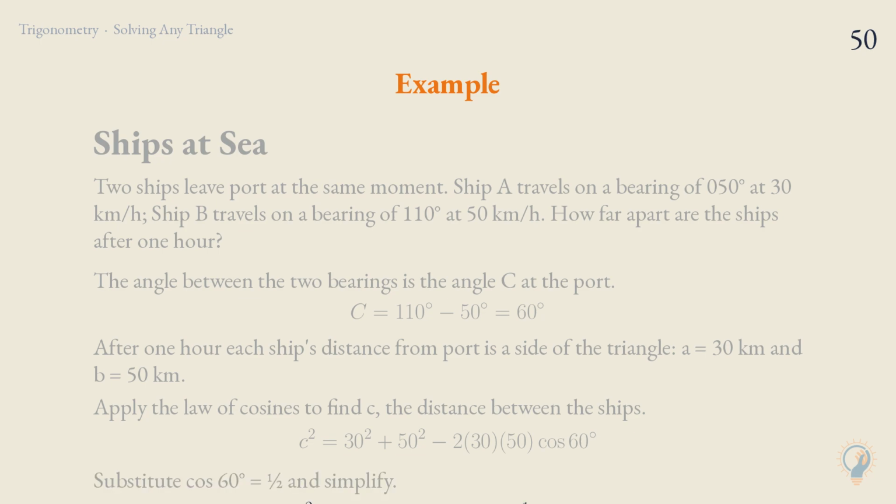C squared equals 900 plus 2,500 minus 3,000 times 1/2, which is 1,900. Take the square root to recover the distance. C equals the square root of 1,900, approximately 43.6 kilometers. The ships are about 43.6 kilometers apart after 1 hour.